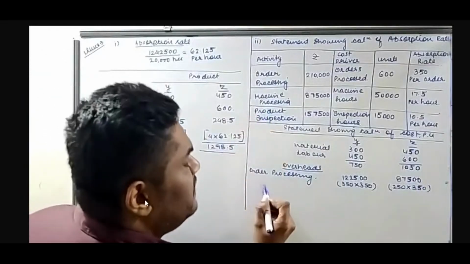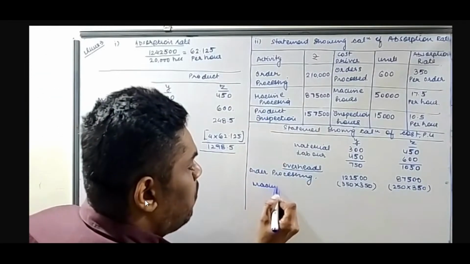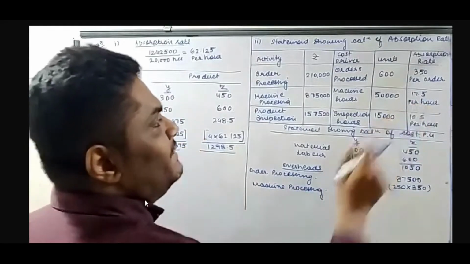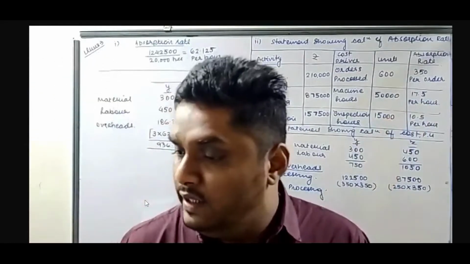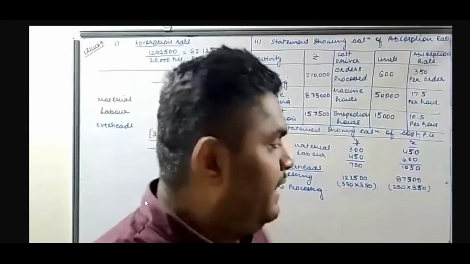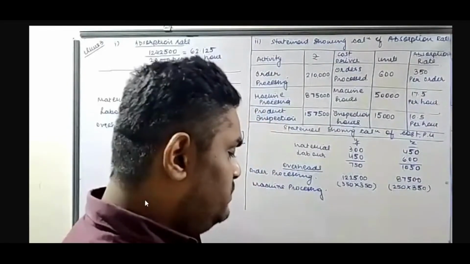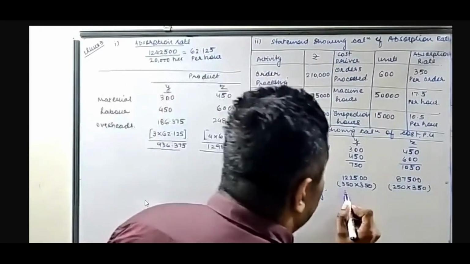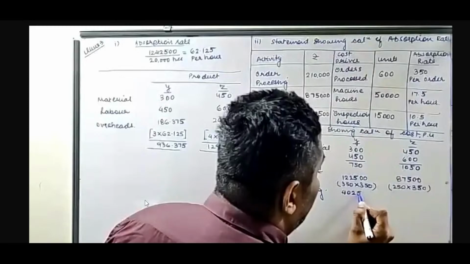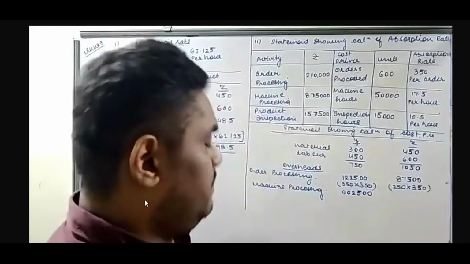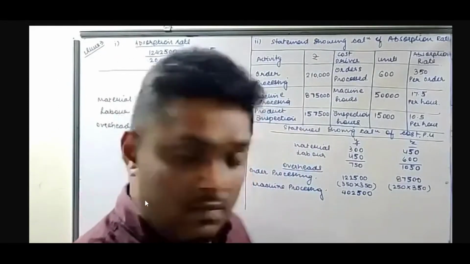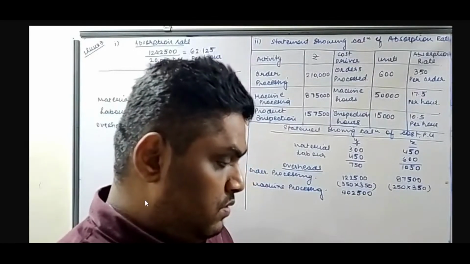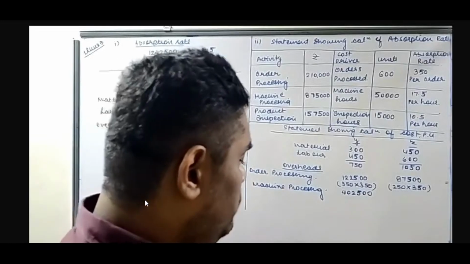Now machine processing. It is 17.5 per hour, and the number of hours are 23,000 for Y. So 23,000 into 17.5, this will be 402,500. Into 27,000 for Z, this will be 472,500.